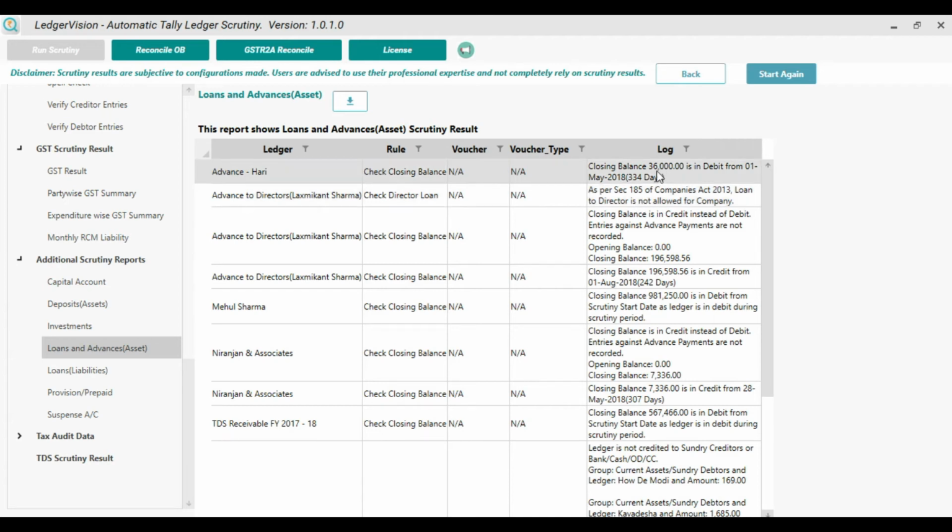Now you can see that this is the advance to Hari. Amount is 36,000, which is in debit from 1st May. So it is more than 300 days. That's why the software is saying do something. Nothing has been posted against it. So that has been listed.